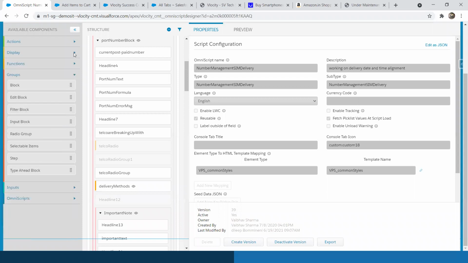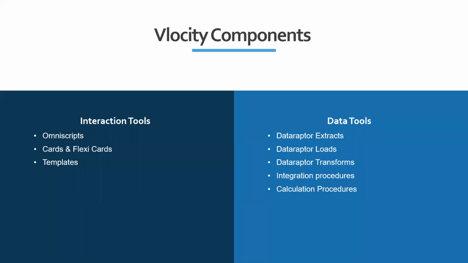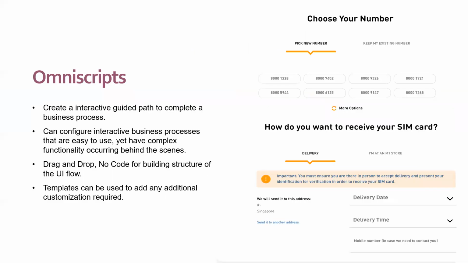So Omniscript is one of the main tools in Vlocity. Okay, guys, let's go to the next slide. Okay, see, this is the same screenshot present on the right side.